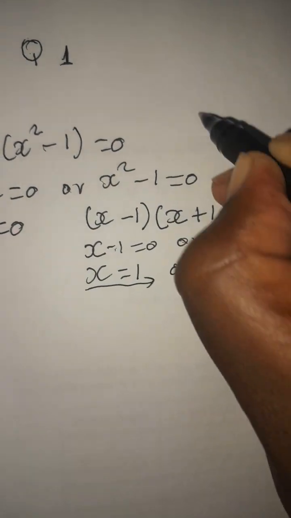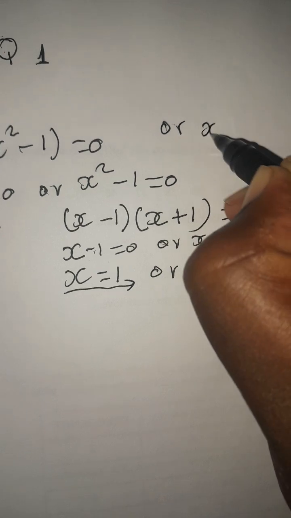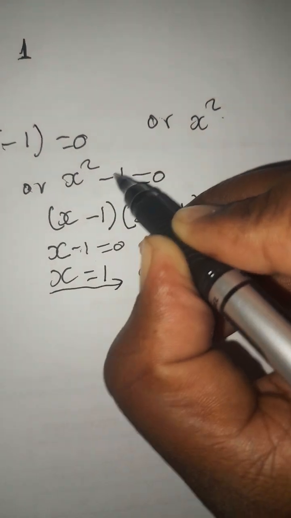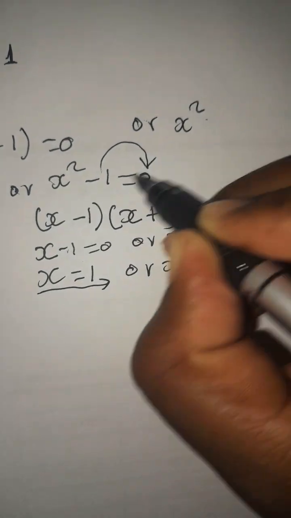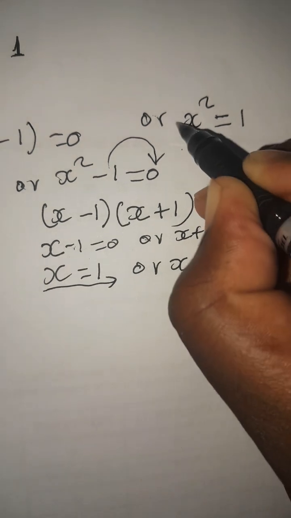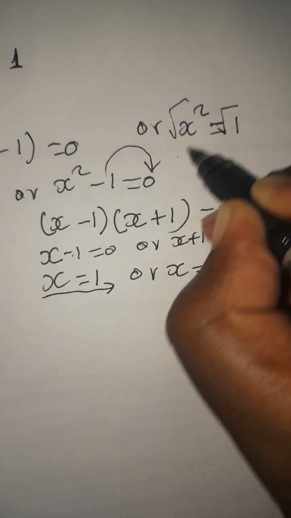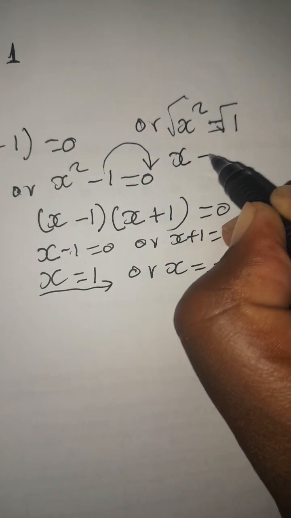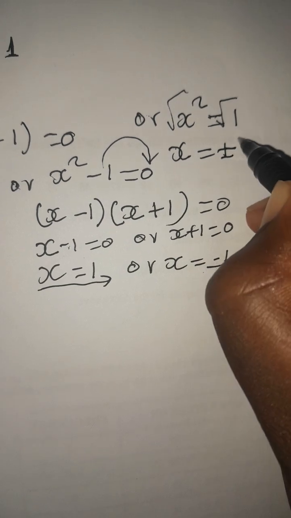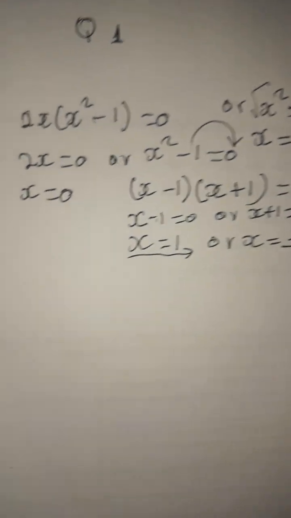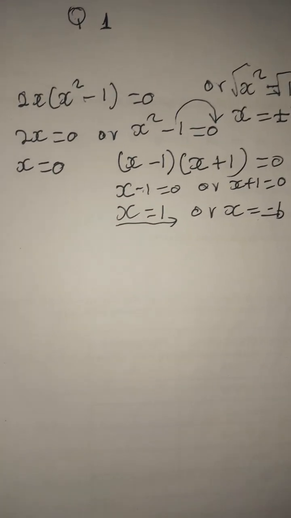Or you can use the other alternative where we transpose negative 1 to the right hand side, so it becomes positive 1. Then you will root both sides. The square root of x squared will be x, and the square root of 1 will be plus or minus 1. You can also use that. There are many ways to kill a cat.